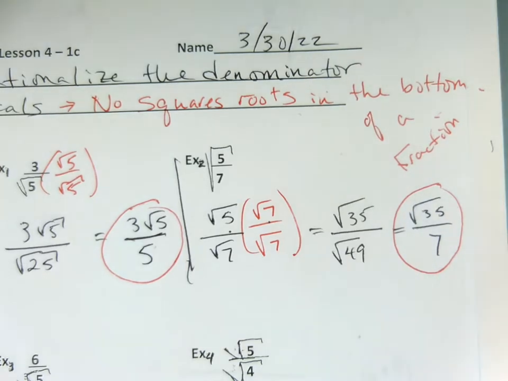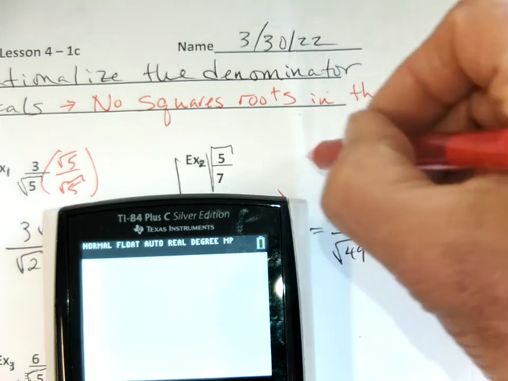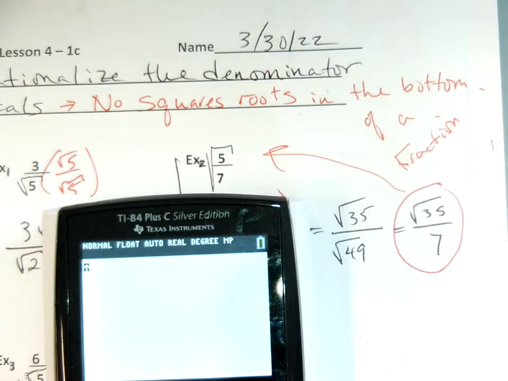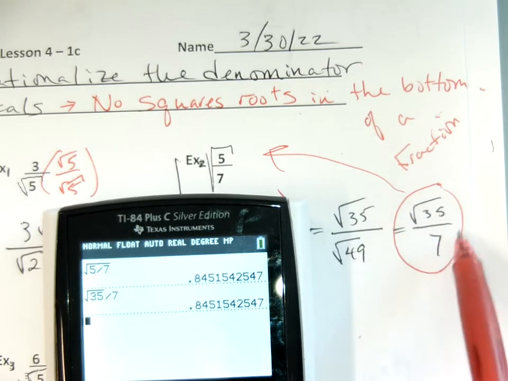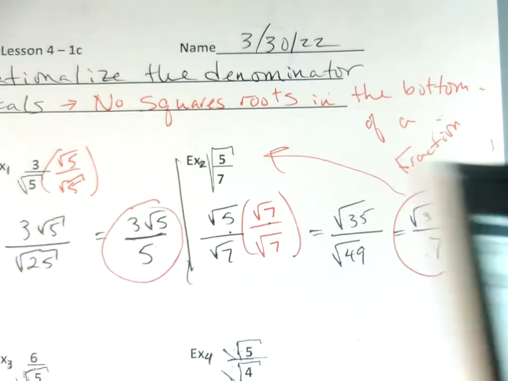These two have the same exact value. I do want to show this to you. These two have the same value. If I go the square root of 5 divided by 7, or if I go the square root of 35 divided by 7, same exact answer, but one is a better form, okay? Why is this important? We're going to learn why this is important later, okay?